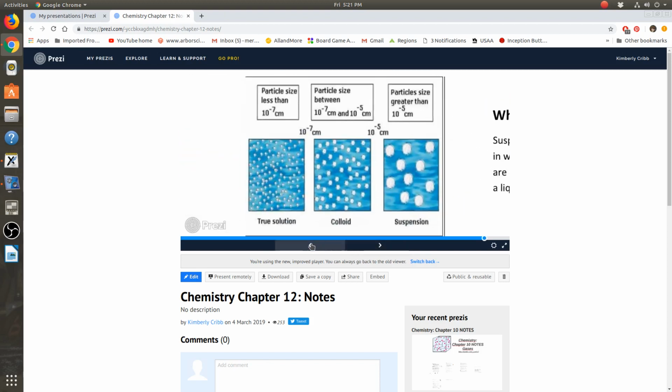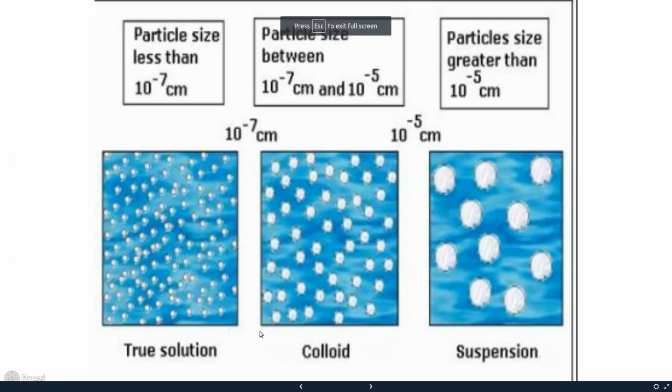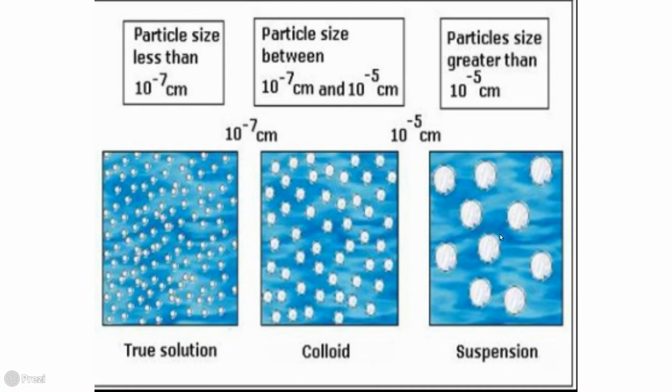Before I look at that, let's just look at this picture on particle size. We have a true solution where you have tiny little particles inside the solvent. And notice particle size is less than 10 to the minus 7 centimeters. And then the colloid, the particles are slightly larger, and they're going to scatter light. Eventually, we'll be able to see that. And then a suspension has even larger particles. So a true solution is the smallest particle size, then a colloid, and then a suspension. And I really just want you to know that. I don't want you to necessarily memorize the particle sizes themselves, except for what's in your notes.